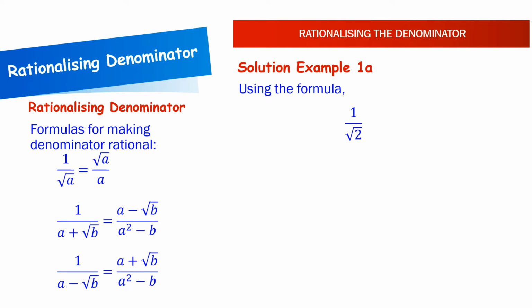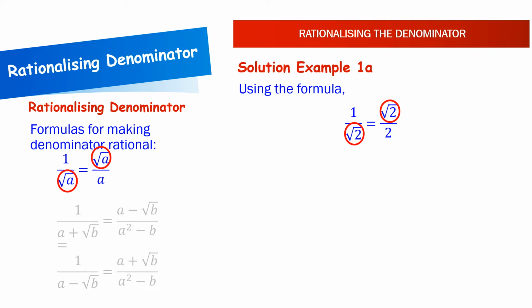So let's solve example 1a first. We need to rationalize 1 over root 2, and we need to apply one of the formulas to do this. The formula which fits is the first one. So 1 over root 2 equals root 2 over 2. The a's correspond to the 2's, so we have root 2 in the numerator for the answer, and 2 for the denominator in the answer. And therefore we've rationalized example 1a.